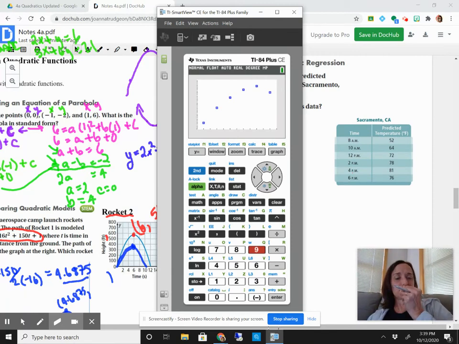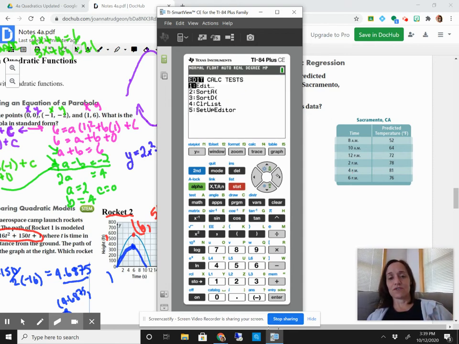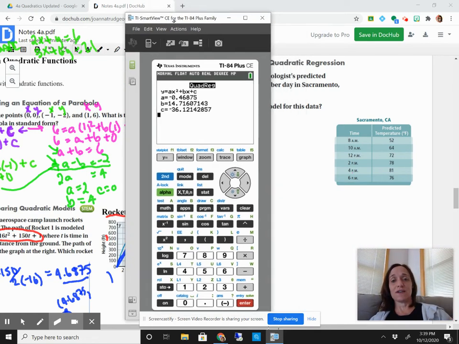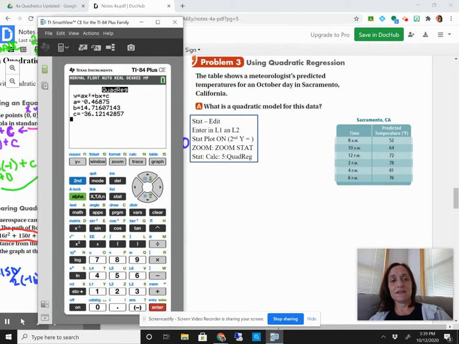And I can see this kind of looks like a parabola. And I might, as a scientist, want to see what my calculator says is the equation that best fits that parabola. So what I'm going to do is go to stat and over to calc. And if you remember last year, we always did number 4, linear regression, but we are now doing quadratic regression, which is number 5. And we go down to here. And we say, hey calculator, tell me what the quadratic equation is. And it does.